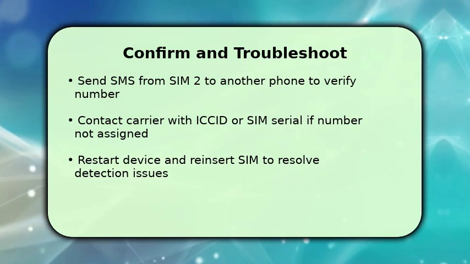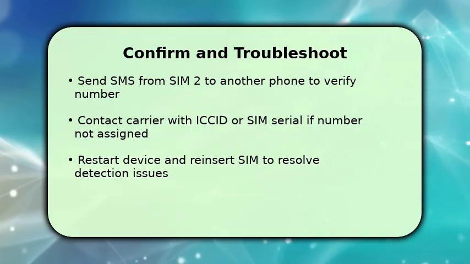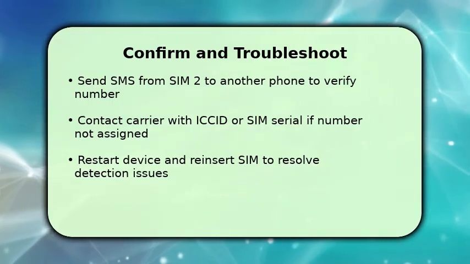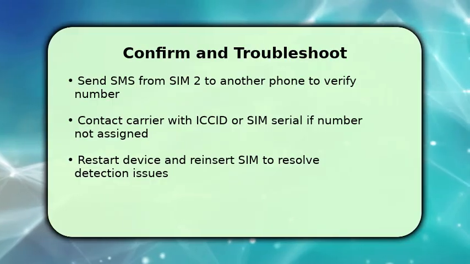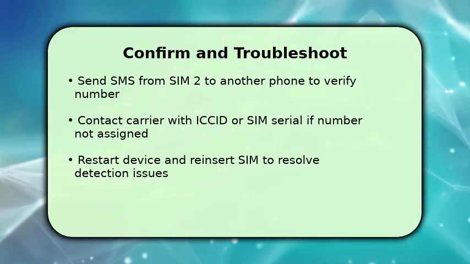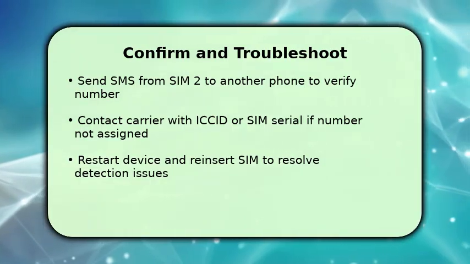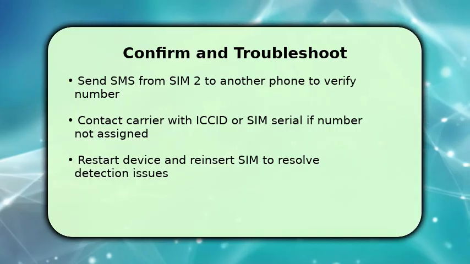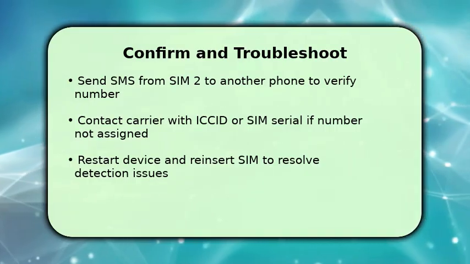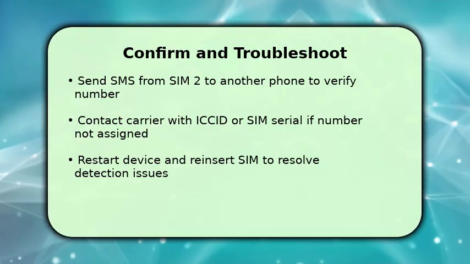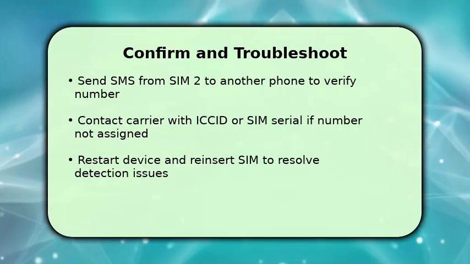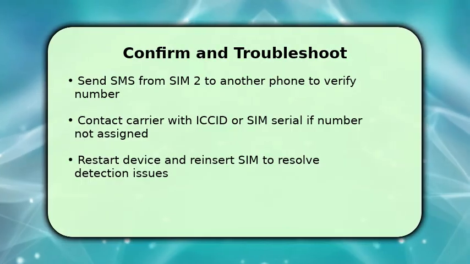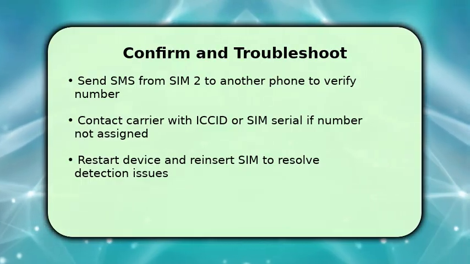If the number still shows unknown, contact your carrier and provide the ICCID or SIM serial so they can assign or confirm the MSISDN. If the phone doesn't detect SIM2, restart the device, reinsert the SIM, and make sure the slot contacts are clean. A final troubleshooting tip: enable airplane mode for 10 seconds, then disable it to force network re-registration.